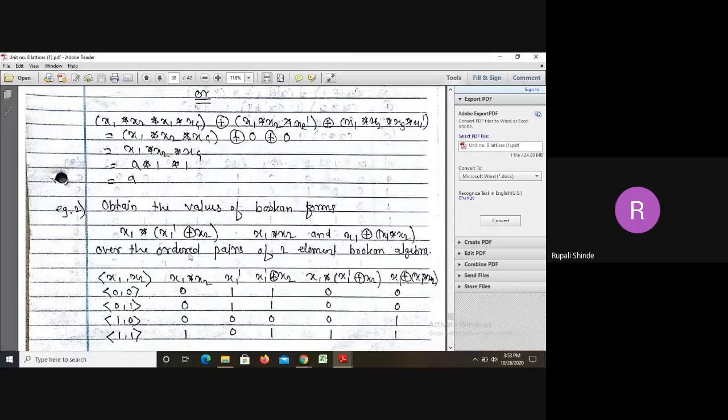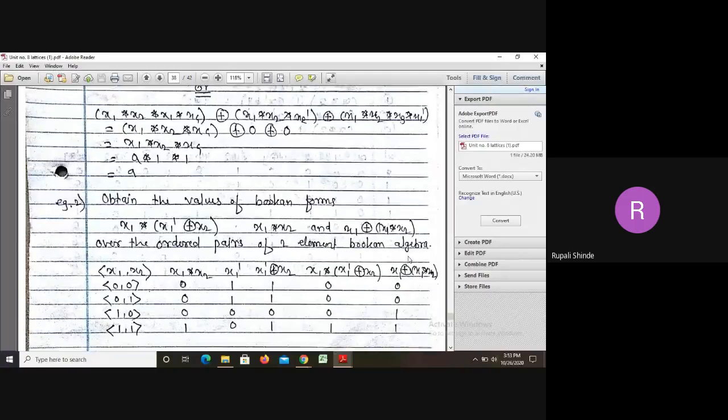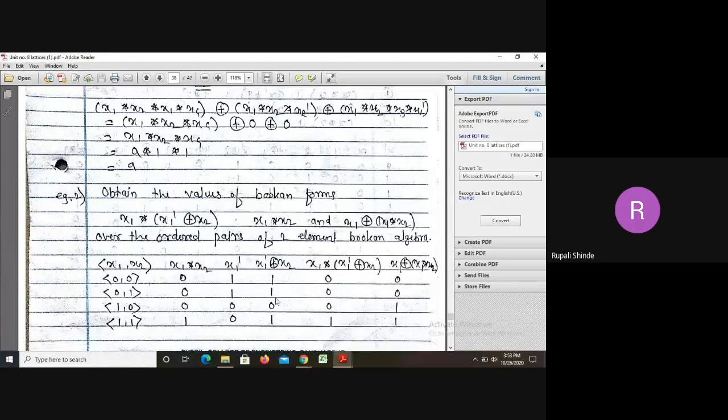Next question. Obtain the values of Boolean forms. First Boolean form is given as x1 star x1 complement XOR x2. Second one x1 star x2 and third one x1 XOR x1 star x2 over the ordered pairs of 2 elements of Boolean algebra. Means what? They have given here Boolean algebra consists of 2 variables x1 and x2. So again, two variables means what? There will be four possible values, and those values are 0,0; 0,1; 1,0; 1,1.